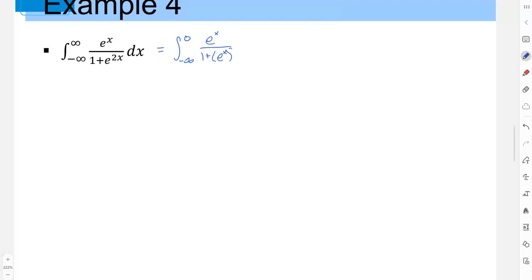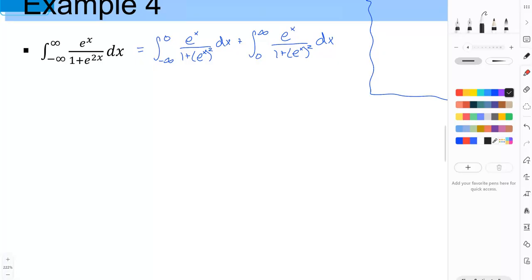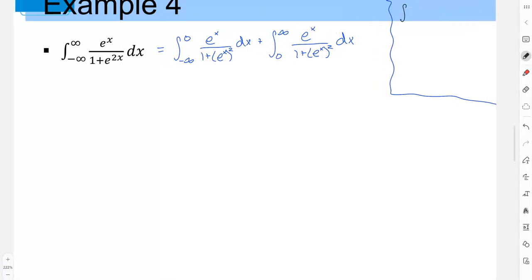I'm thinking about this as e to the x squared. So I'm seeing the arctan come out already. And now I'm going to go from 0 to infinity. So let's talk about how we're going to integrate that. If I want to integrate e to the x over 1 plus e to the x squared, I'm thinking about a u substitution. U is e to the x. So du would be e to the x dx.